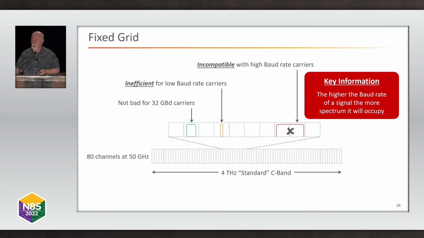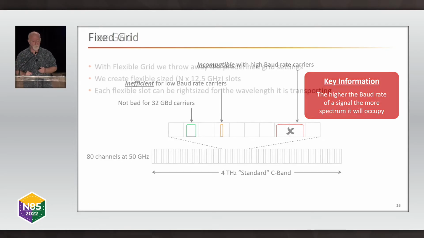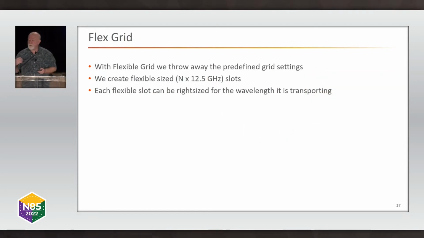But then if you have ultra high baud rate signals, as we're now getting with modern transponders that can be up to 100 gigabaud, these are not compatible with fixed grid, this 50 gigahertz grid, because the grid spacing is too narrow. So what do we do? We moved to flexible grid.